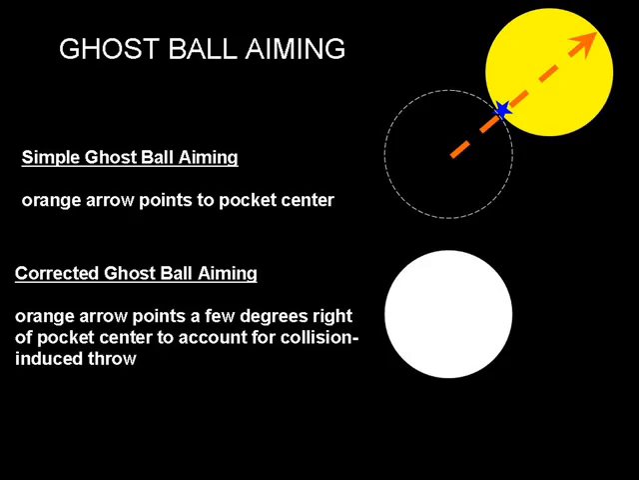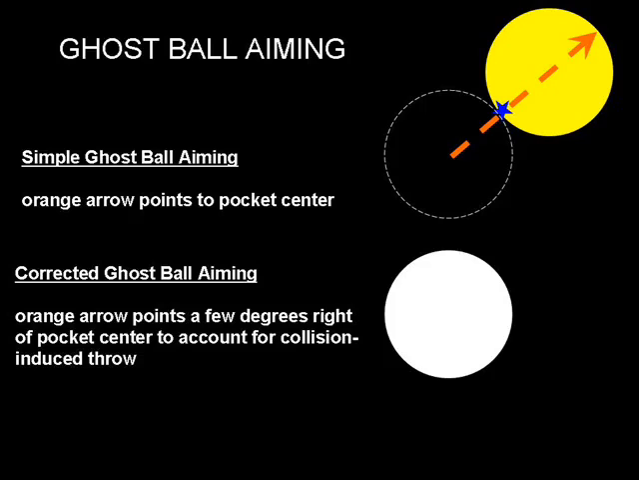Ghost ball aiming is a good starting point for any discussion on aiming at pool. There's two different flavors of ghost ball aiming, simple ghost ball aiming and corrected ghost ball aiming. In simple ghost ball aiming, you take that orange arrow and you point it through the center of the object ball to the center of the pocket. Where that arrow hits the front edge of the object ball is where the blue star is. That's the contact point on the object ball.